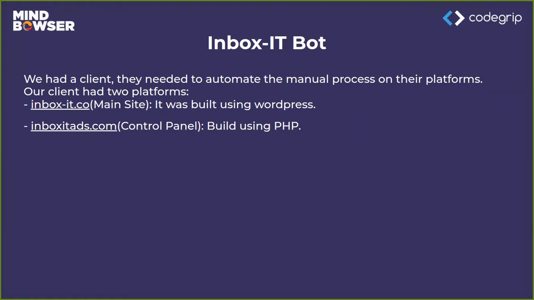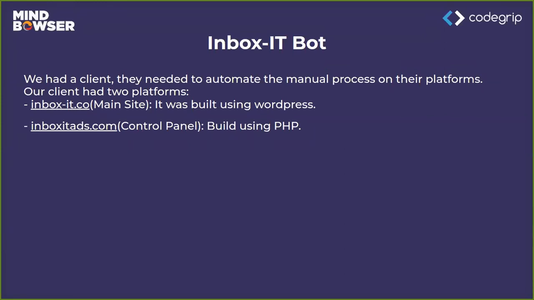Let's say company A wants to target some industry, such as the art and entertainment industry, so they can send emails to the potential clients of that industry. For that they had two platforms. Their main platform was inboxit.co, built using WordPress, and the second platform was inboxitads.com, the control panel, which was built in PHP.